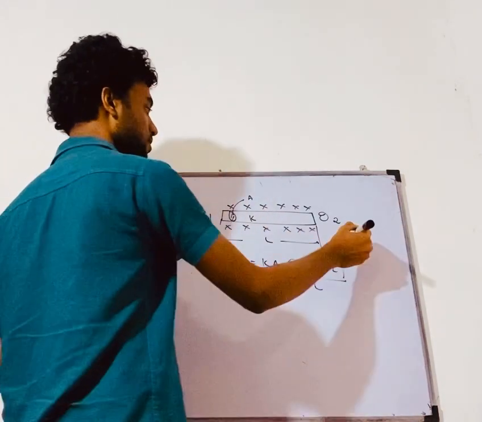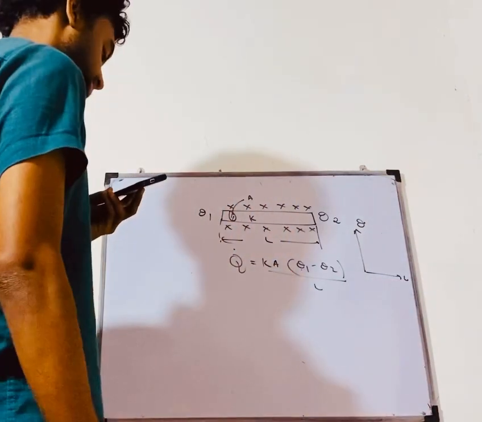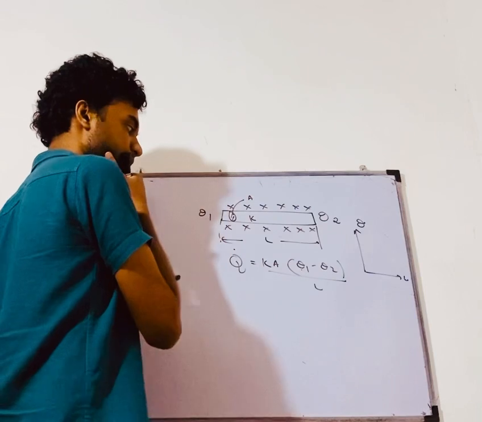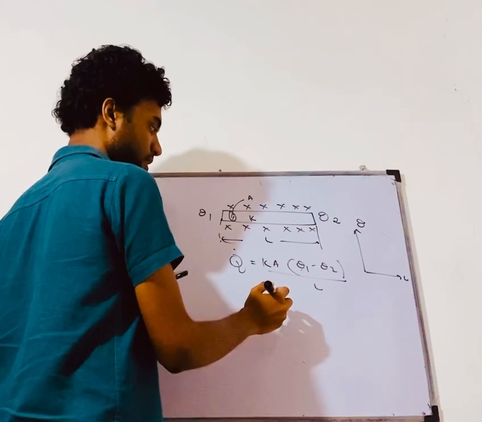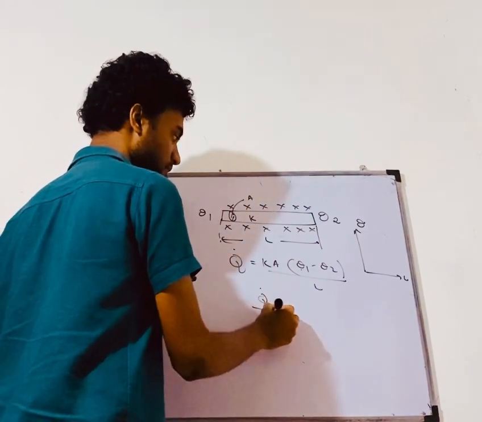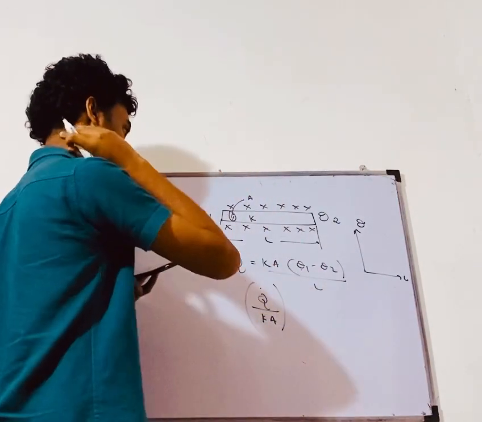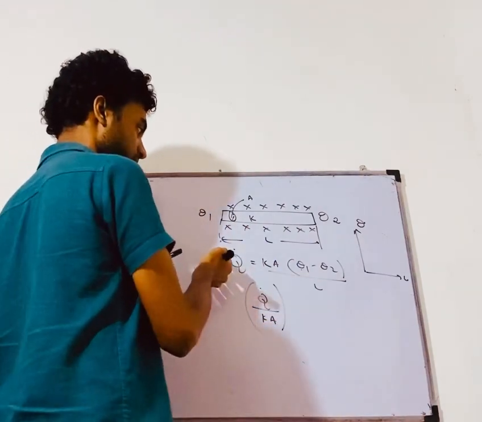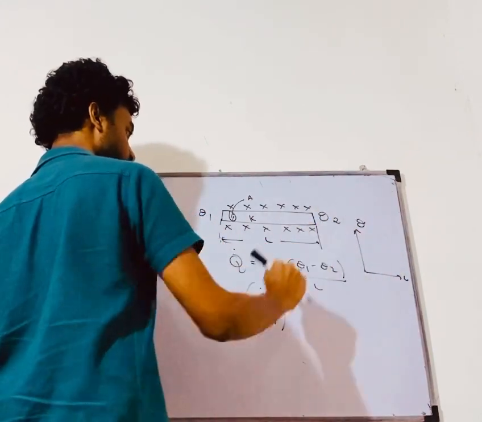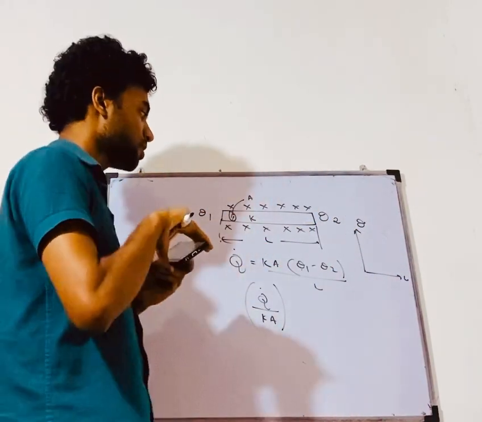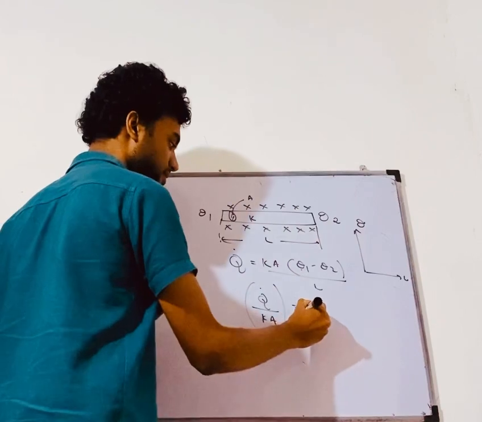So if I draw a graph of the variation of temperature versus length, the gradient of the graph is going to be what? Q dot divided by KA is going to be the gradient, because I'm going to plot the temperature versus the length. So length goes here, and the temperature difference is here. I relate the temperature difference to the length, then only I can plot this graph. Yes, and there is an intercept also. So the gradient is going to be Q dot divided by KA.